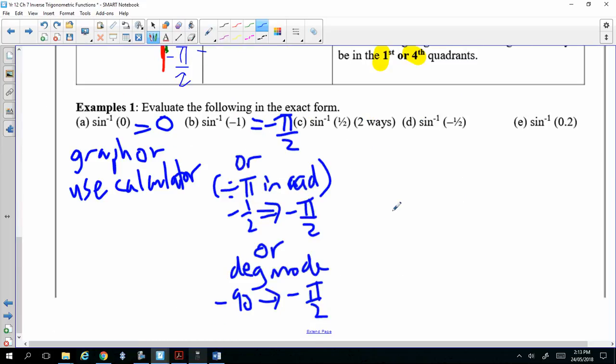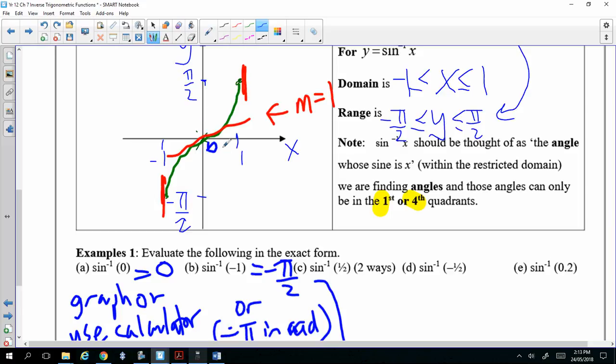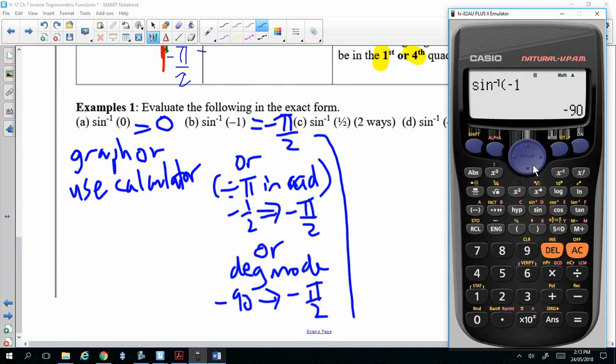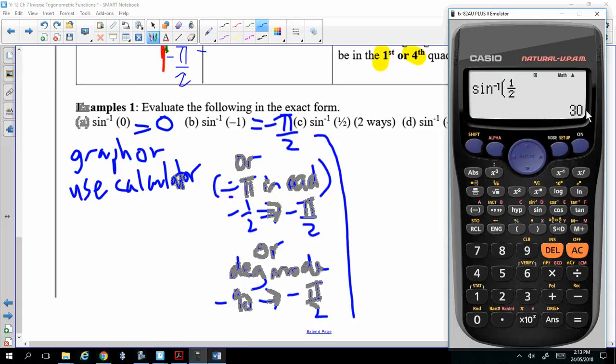Okay, now how about the next one? The next one, you can't really use the graph because half is a bit hard to see from the graph. So you can only use your calculator. You can either do it in degree mode. So you press sine inverse of 1/2. It will give you 30 degrees, which you convert to radian. Or you can do it in radian mode, press equal, but you just have to divide by pi. And that gives you the exact answer of pi over 6. So you get pi over 6. Okay?